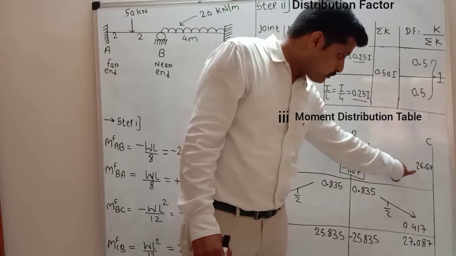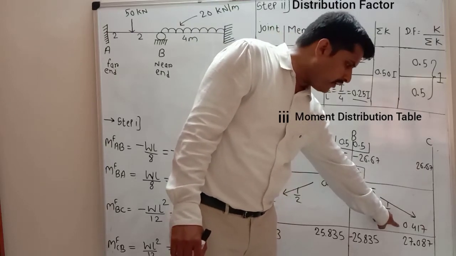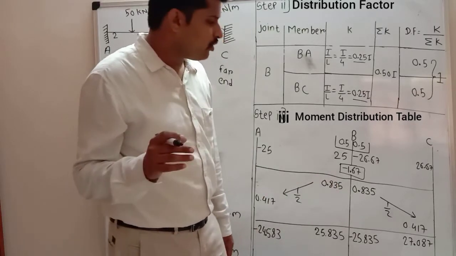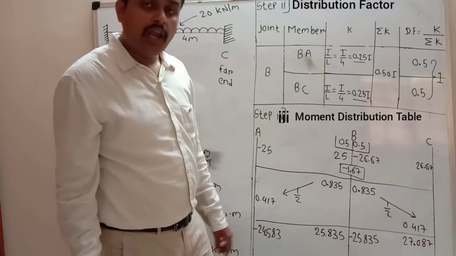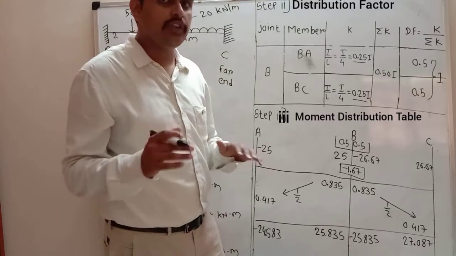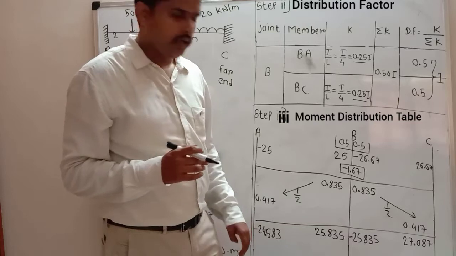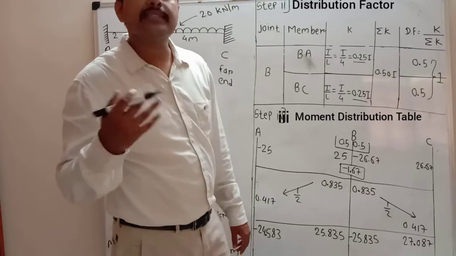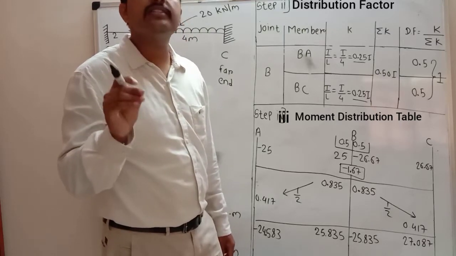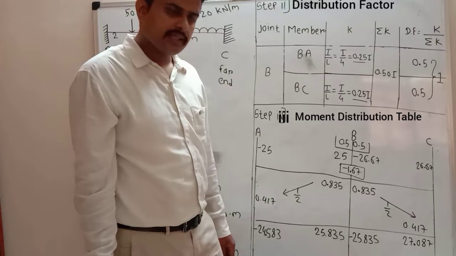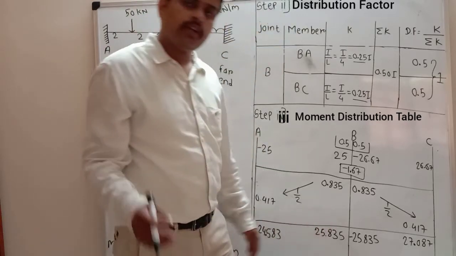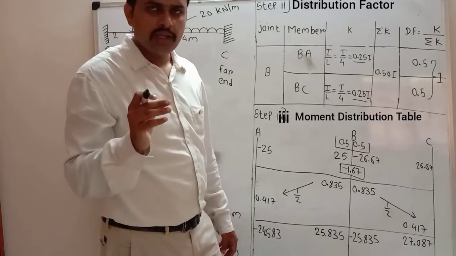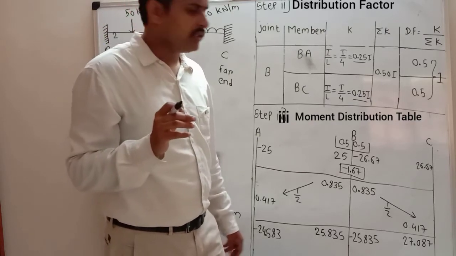Again, 26.67 plus 0.417, we will get 27.087. Now we have to stop here. There is no need to go further because the values below joint B are the same with opposite sign. Hence, the addition of these two moments will be 0. That is our equilibrium equation.